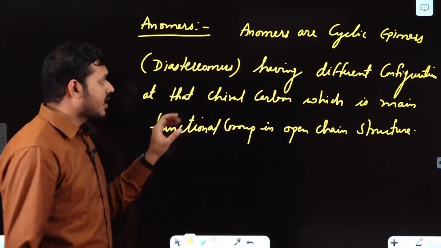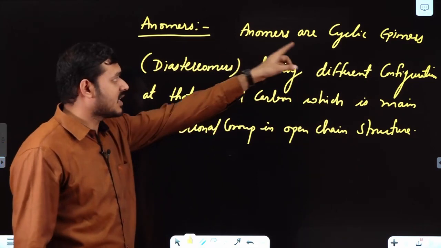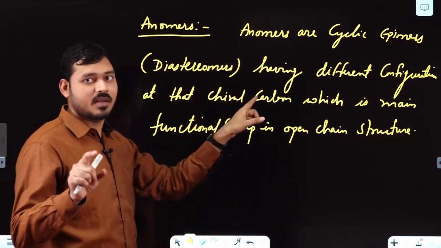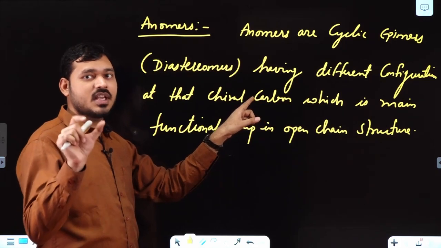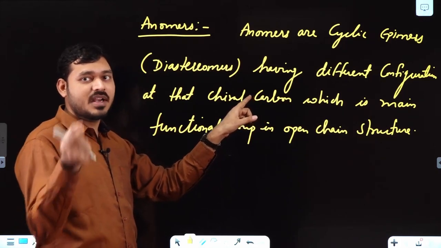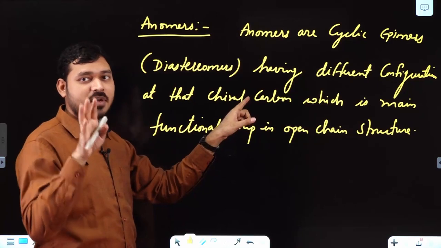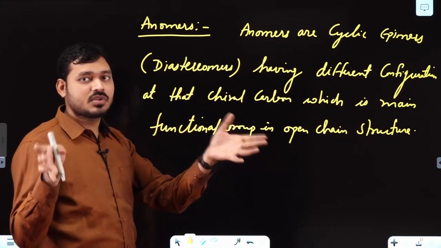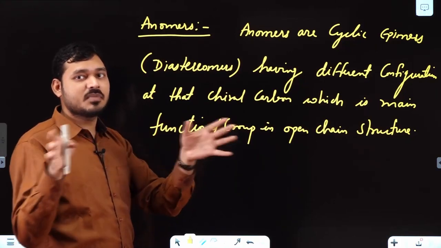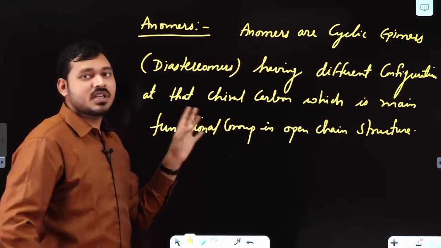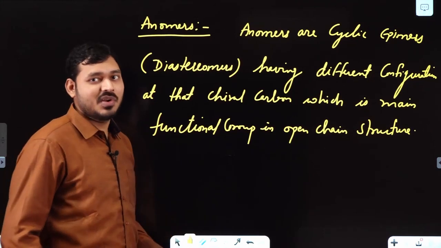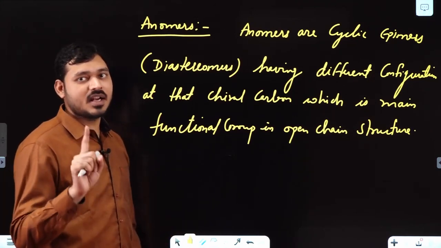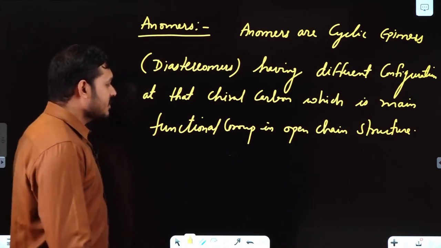Okay, now when it becomes cyclic, then anomers are cyclic epimers. Diastereomers having different configuration at that chiral carbon, meaning CHO was your main functional group and that becomes a chiral carbon, and with respect to that chiral carbon we have made two forms, alpha form and beta form. So these two bear a relationship called anomers. So all anomers will also be epimers only. Why? Because they are having different configuration across one chiral carbon only.